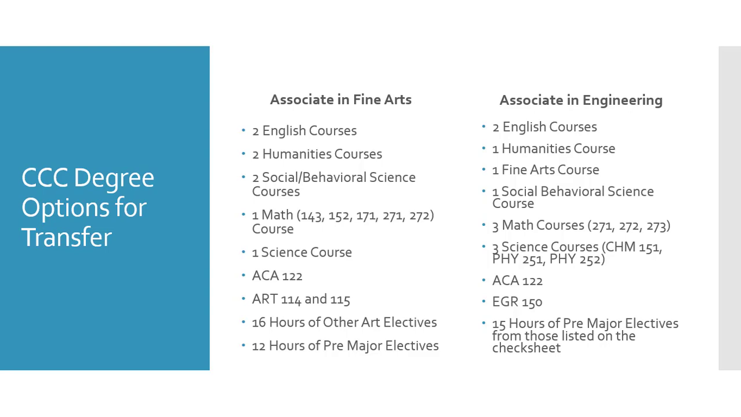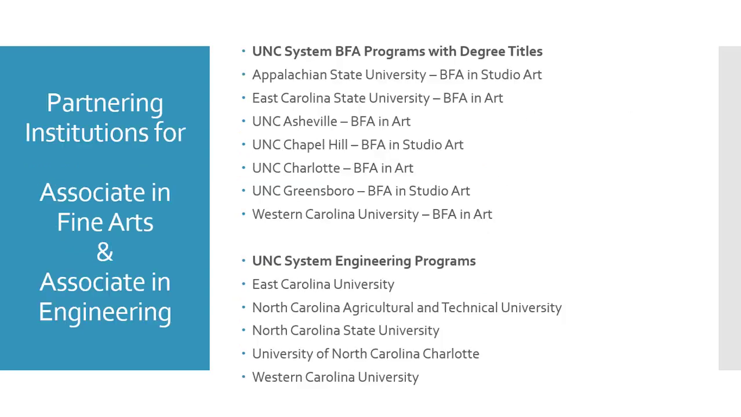And then the Associates in Engineering. So again, this is specifically for students who are going to go into the field of engineering. You see this degree only requires 1 humanities, 1 fine arts, and 1 social behavioral sciences, but then it requires 3 math courses, starting with Calculus 1. So this would be Calculus 1, Calculus 2, and Calculus 3 are required. And then 3 science courses, specifically Chem 151, Physics 251, and Physics 252. Engineering 150 is a required elective, and then there's a choice of 15 hours of pre-major electives.